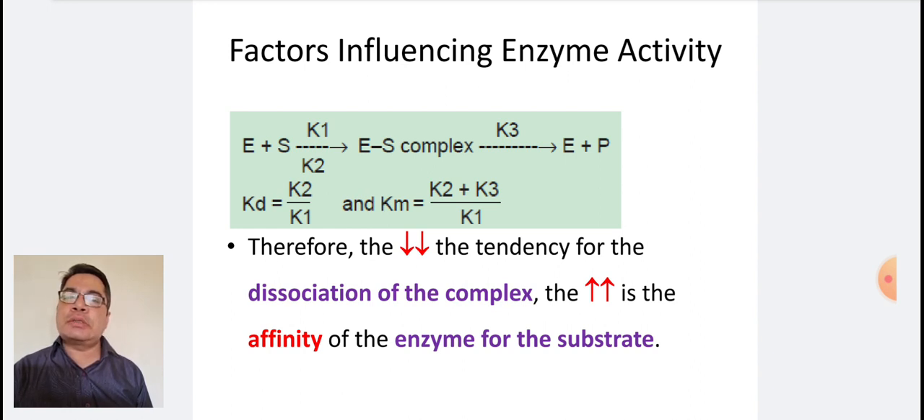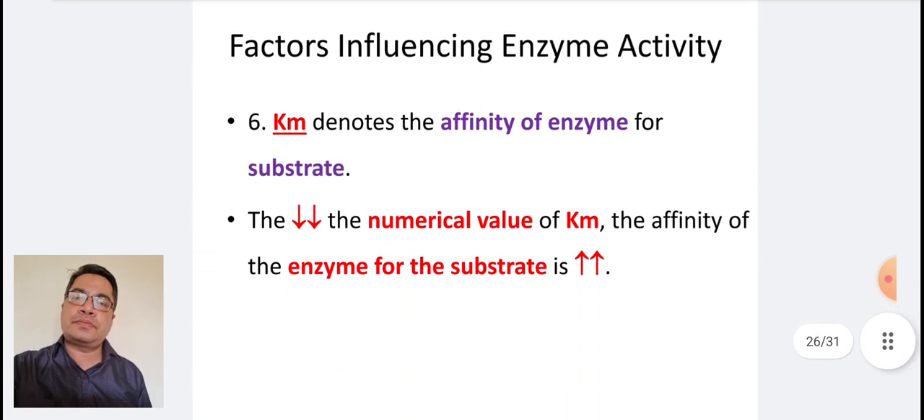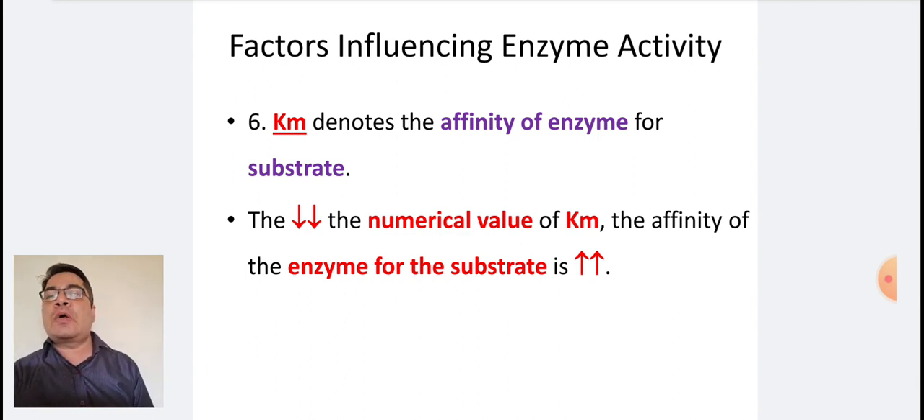in the tendency for dissociation of the complex shows an increase in the affinity of the enzyme for the substrate. Km allows us to assess the affinity of an enzyme for its substrate. The smaller the numerical value of Km, the greater the affinity of the enzyme for the substrate.